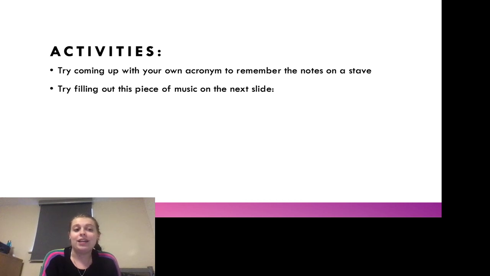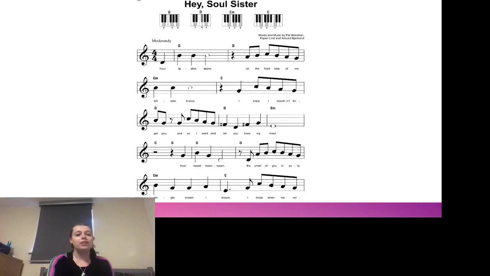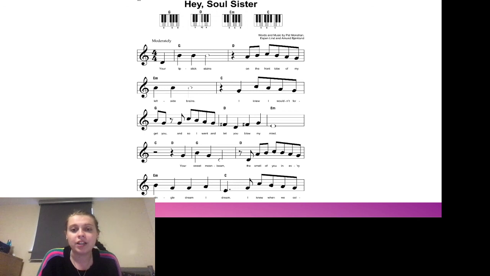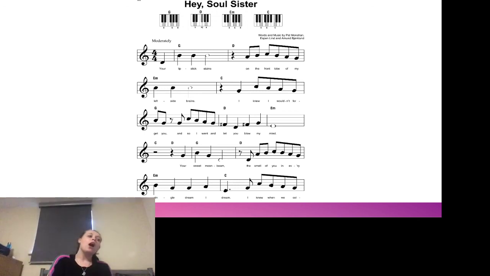Your second activity, as I've put here, is try filling out the piece of music on the next slide. This is a piece of Hey Soul Sister. I just want you to go through it and underneath or above each of the notes, write the letter of the note that it is, just like using the pitch thing on the previous couple of slides, and try and fill out what each of the notes are. Like I said, pause this there if you really want to use that, or obviously you can find some sheet music and draw it out yourself.